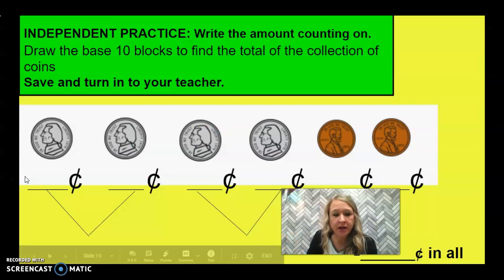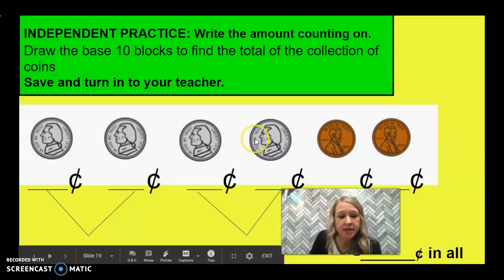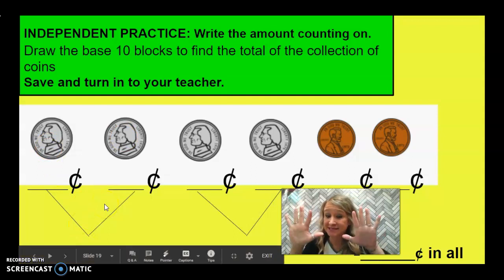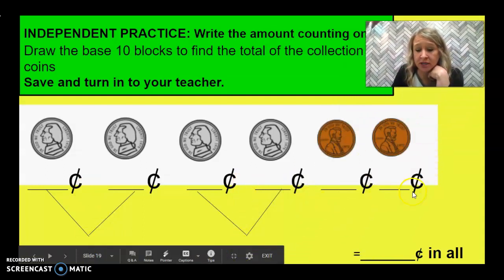Well, here we go. We have more than 1 nickel. So you can use a 10. Where these 2 lines meet, you can draw a 10 because a nickel plus a nickel is 10. So draw a 10 place value block, and then you're going to draw your units for your pennies. Then it's going to be easy breezy counting.